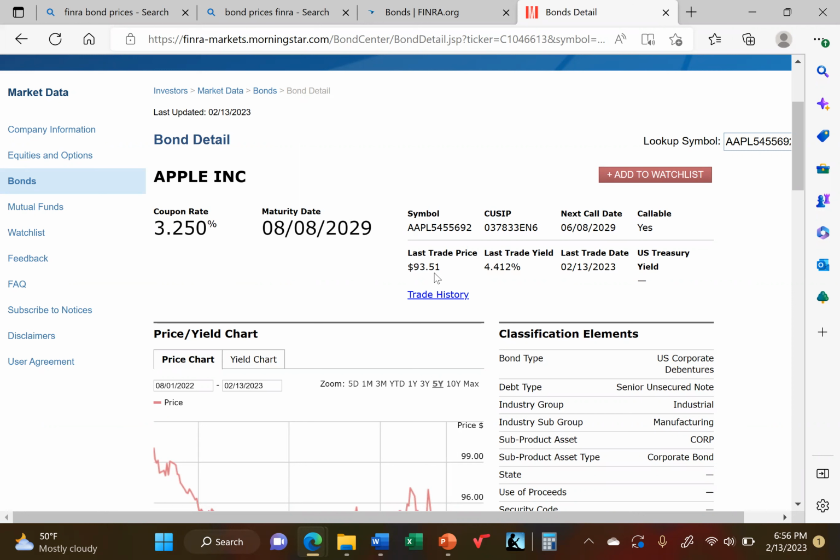Just keep in mind the coupon rate tells me how much interest I'm earning every year. That's a constant amount, it never changes. The yield tells me what my rate of return is given the amount I paid for this bond, which in this case is only 93.51. By the way, if rates have been dropping since the bond was issued, the price of the bond would have gone up and the yield would have gone down below 3.25%.